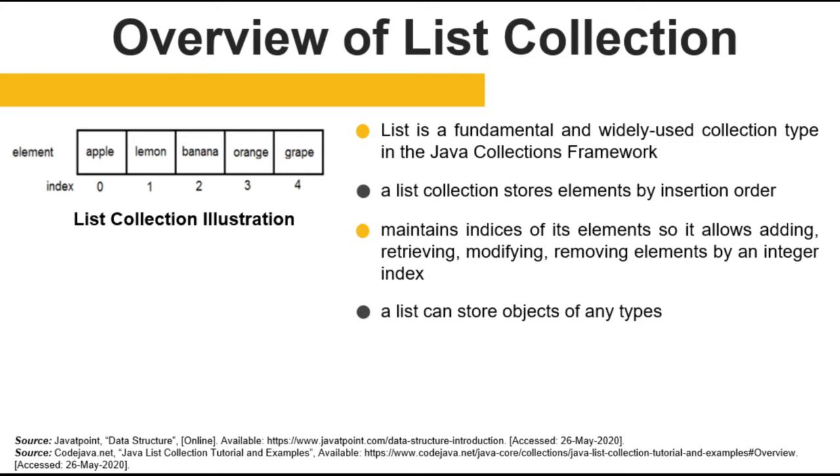The first element is at 0 index, the second at 1 index, the third at 2 index, and so on. The following given figure illustrates a list that stores some string elements having apple at index 0, lemon at index 1, and so on. A list can store objects of any types. Primitive types are automatically converted to corresponding wrapper types. Example, integer numbers are converted to integer objects. It allows null and duplicate elements and orders them by their insertion order.